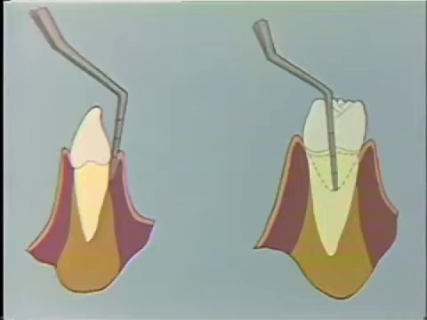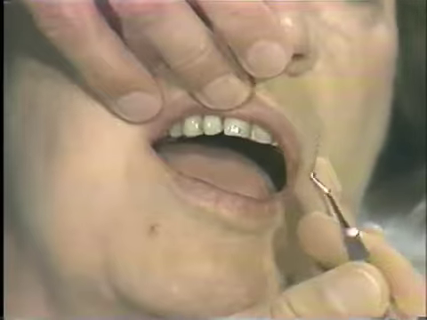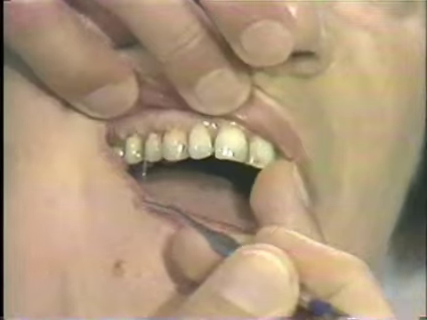The insertion of the probe should be done in as far as possible in the long axis of the tooth, parallel to the long axis of the tooth, so that the measurement is accurate. If there is deviation from this parallel position, then the measurement will not be an accurate one of the true depth of the pocket. Now we will go to the patient and insert the probe to demonstrate the positioning for the examination procedure.